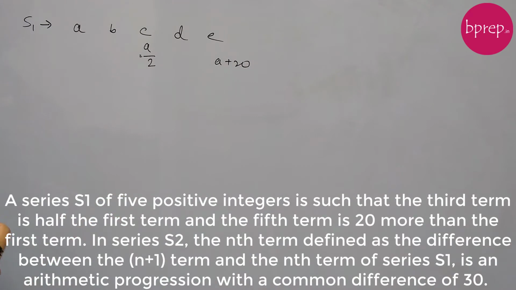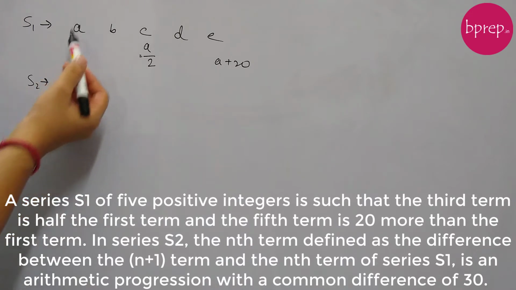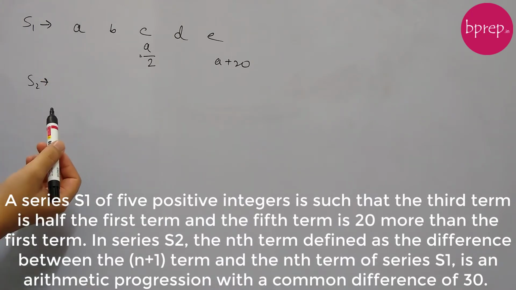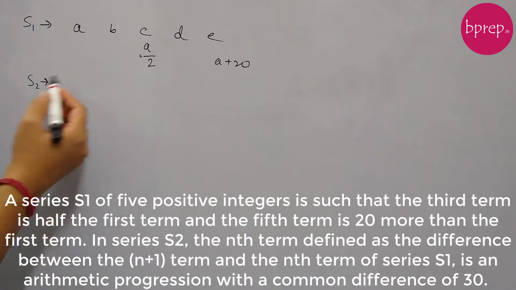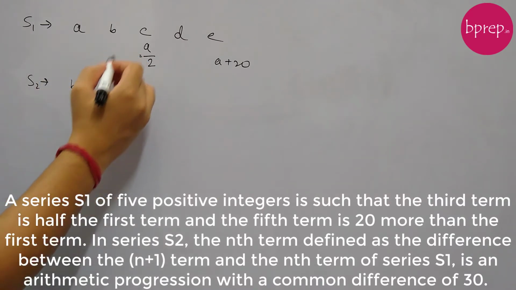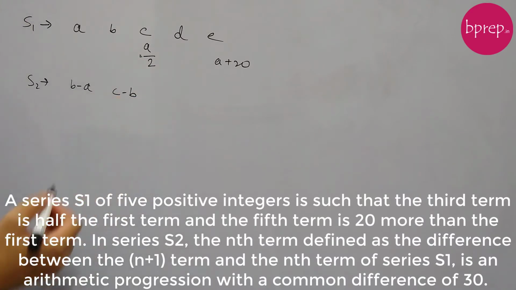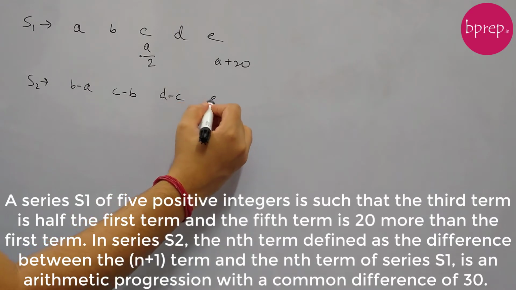In series S2, the nth term is defined as the difference between the n plus 1th term and the nth term of the series S1. So we have another series S2 where every term is dependent on the terms of the previous series. For S2, the first term would be B minus A, the second term would be C minus B, the third term is D minus C, and the fourth term is E minus D, and so on.